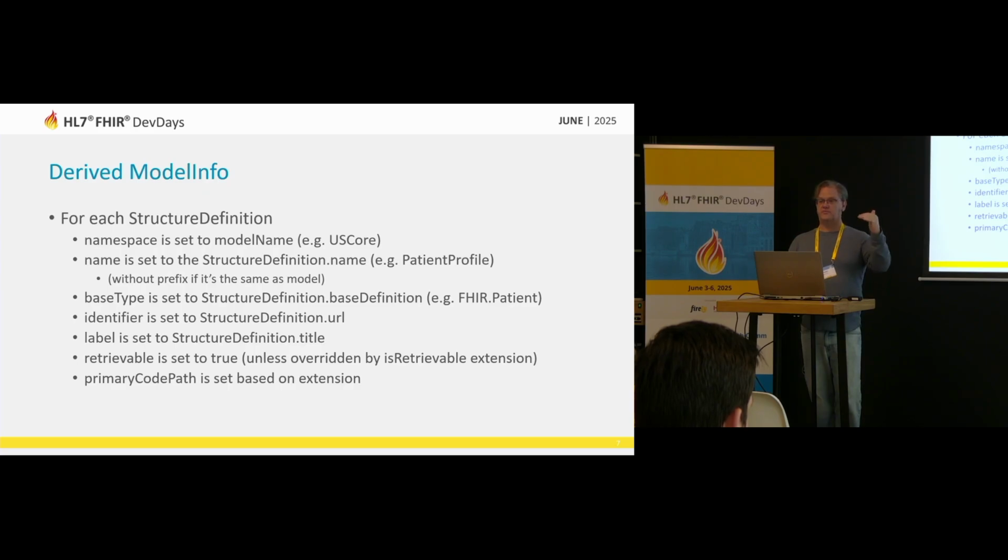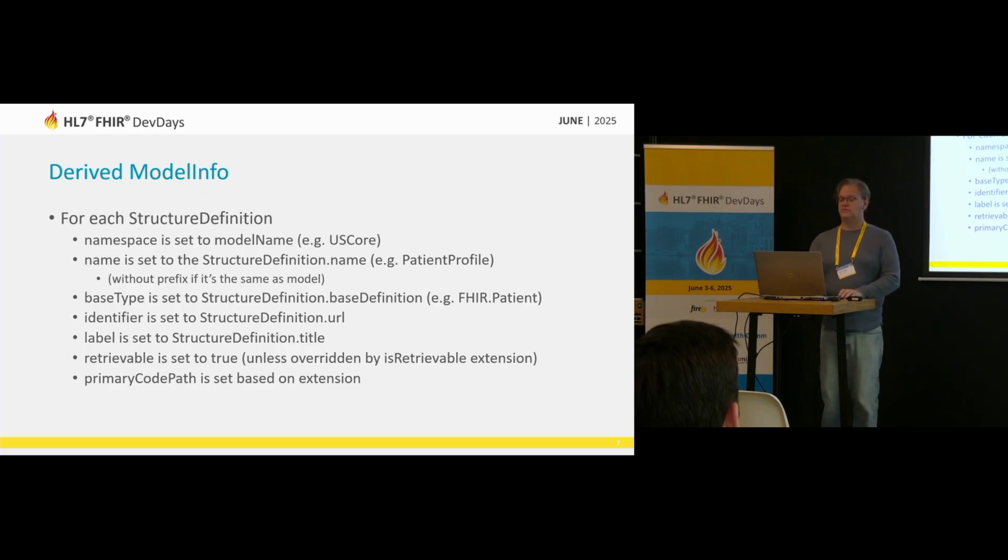Let's say we're walking through all the US Core profiles, and for each of them, we define a class info. The name is set to the structure definition name, so patient profile in this case, without the prefix if it's the same as the model, so we don't have US Core patient profile. And then base type is set to the base definition of the structure definition. So US Core patient is based on FHIR patient, and so we actually, in derived model info, set up that same relationship.